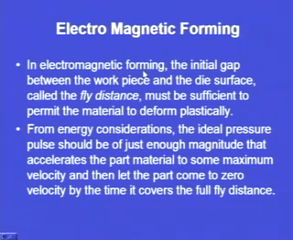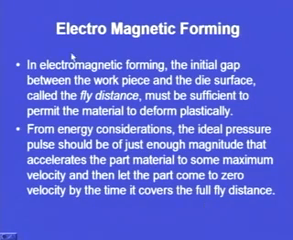In electromagnetic forming, the initial gap between the workpiece and the die surface, called the fly distance, must be sufficient to permit the material to deform plastically. So this fly distance that we have discussed should be sufficient; it should not be too less. Then from energy considerations, the ideal pressure pulse should be of just enough magnitude that accelerates the part material to some maximum velocity, and then lets the part come to 0 velocity by the time it covers the full fly distance. So what is fly distance?